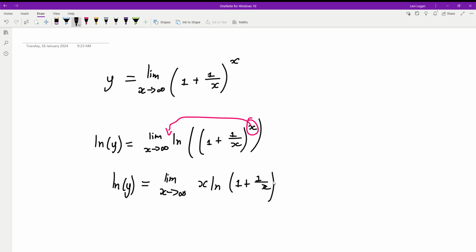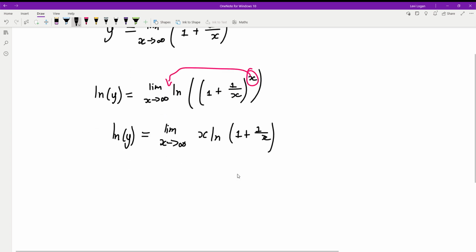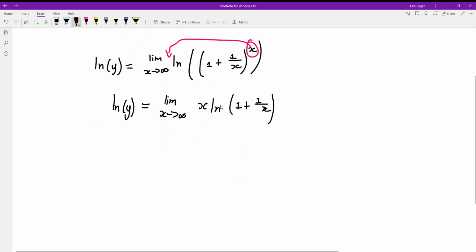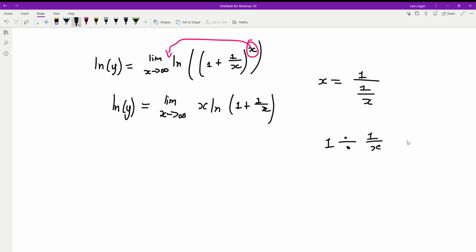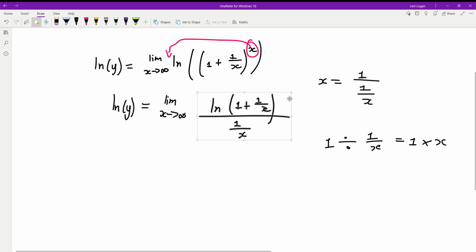Now we're not going to do this right now because this doesn't help when evaluating our limit, because if we put in x equal to infinity, we're just going to have infinity times some number, which isn't going to help us. However, we can rewrite how x looks. So x is the same as 1 over 1 over x. In other words, 1 divided by 1 over x is the same as 1 times x. So if we want to, we could rewrite it like this. It looks a bit funny, but the reason why we're going to do that is for L'Hopital's rule. So right now, this is the thing we have.